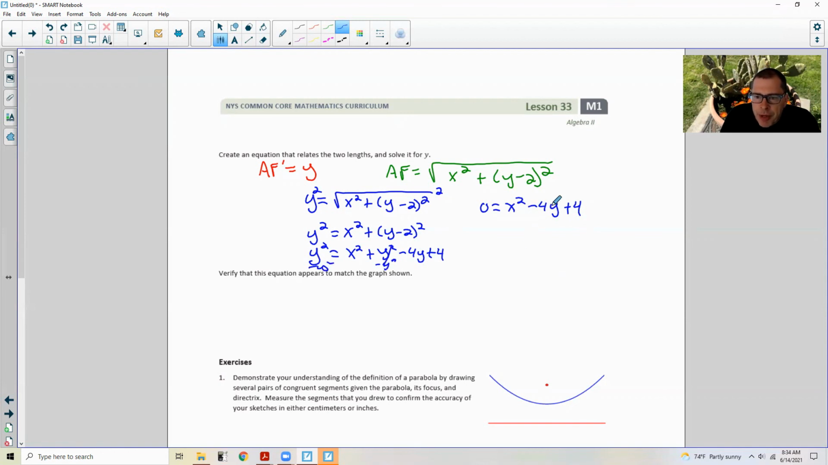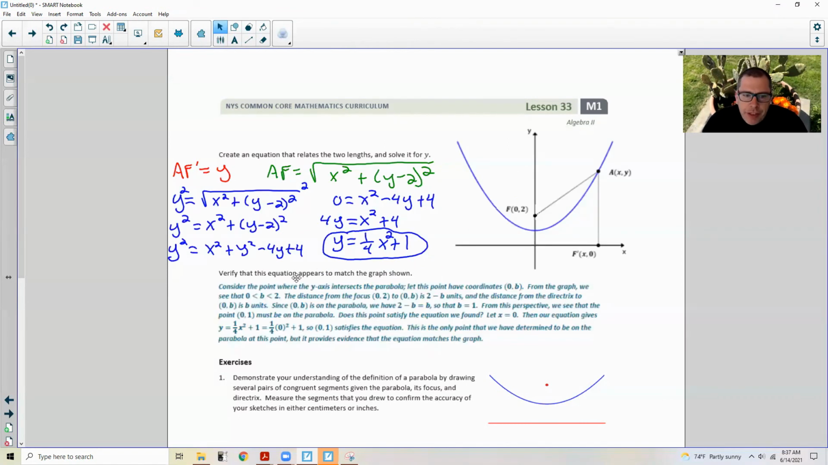So I'm going to move my minus 4y over to the other side. Add 4y to both sides, and we will get 4y equals x squared plus 4. Divide both sides by 4, and we're going to get y equals 1/4 x squared plus 1. Okay, so there's our equation. So it's a parabola with a y-intercept of 1, and my a is 1/4. 1/4 x squared plus 1.